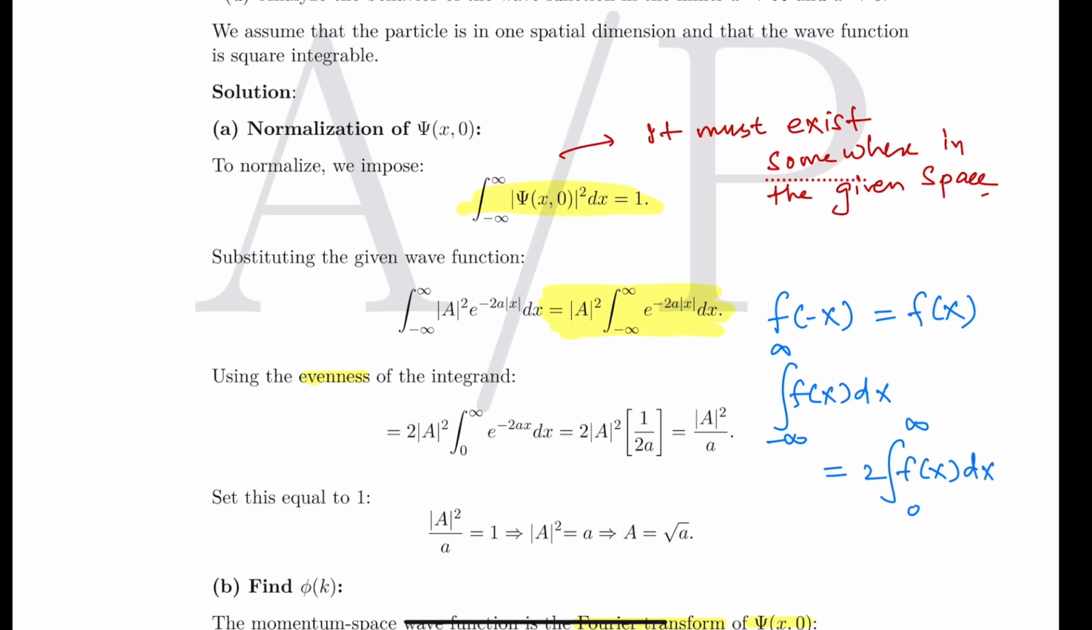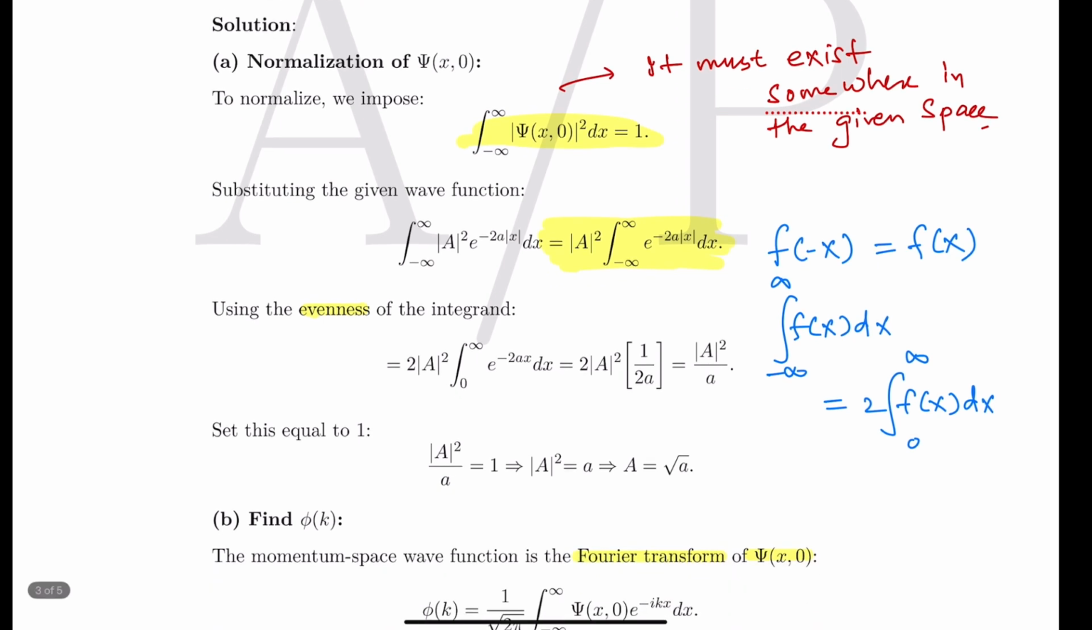That means it must exist somewhere. The probability has to be 1 for existing somewhere in the given space. Now we are just going to do the mathematical manipulation. We are going to find the square of the absolute value of a, then integration from minus infinity to plus infinity, and then exponential minus 2a absolute value of x dx.